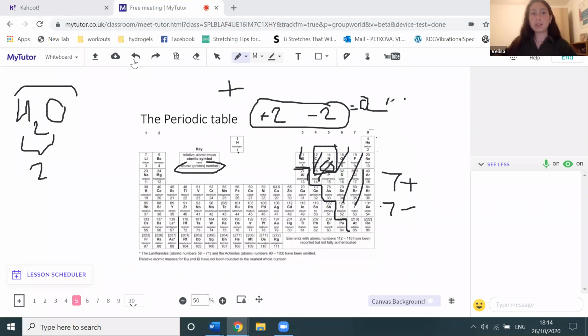Yeah, so someone's asked if the atomic number tells you the amount of electrons. Exactly. So the atomic number, also known as the proton number, is equal to the number of electrons as well.